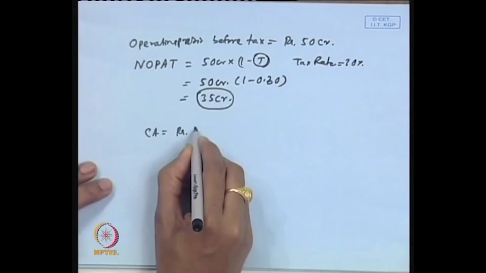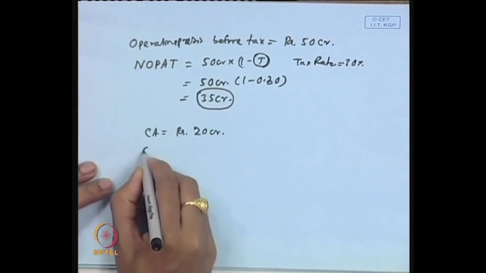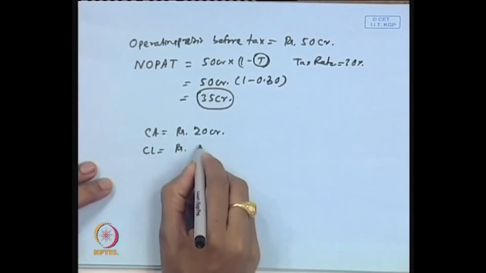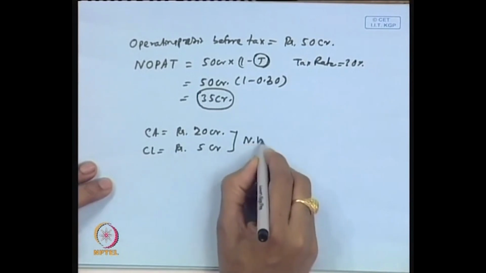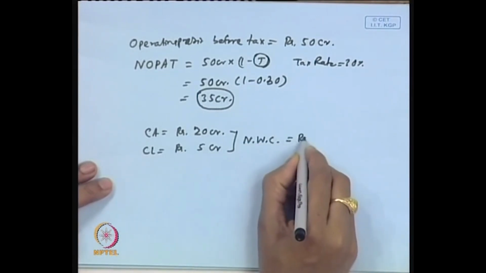And besides the capital expenditure, one has to also look at the net working capital requirement. Why? Because there will also be investment in the current assets, and these current assets are going to be partly financed by the current liabilities. So, if you have a current assets requirement of rupees 20 crore, and there is going to be current liability to the extent of rupees 5 crore, the difference is net working capital, which is rupees 15 crore.